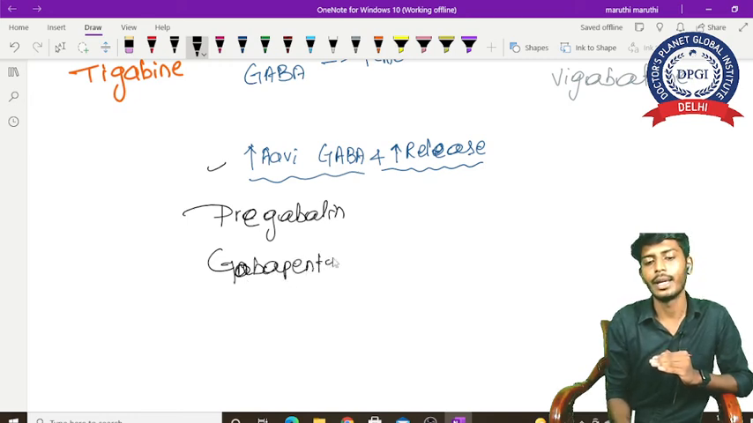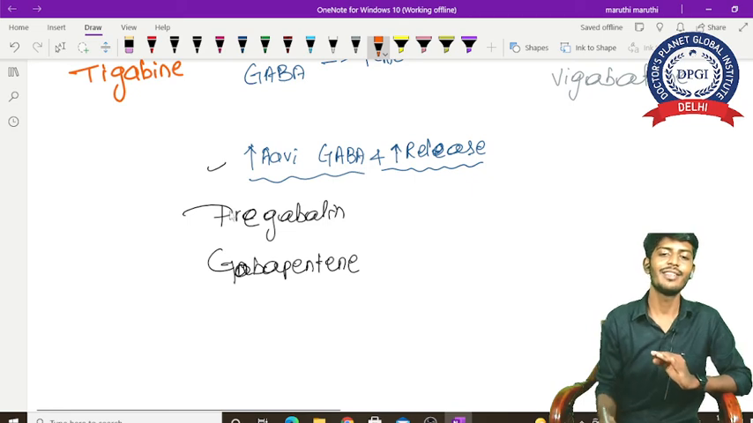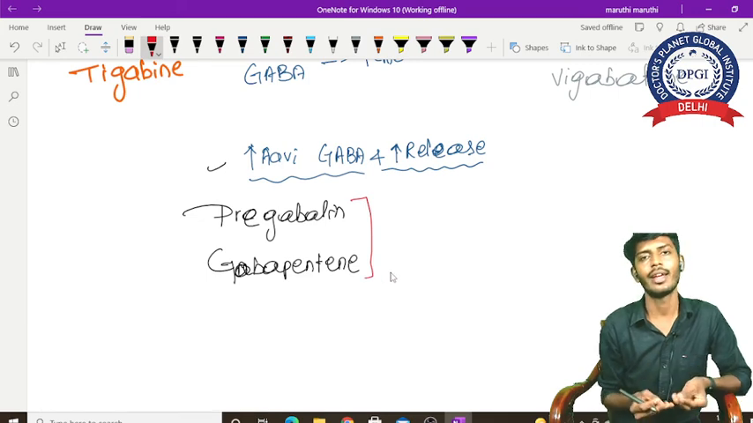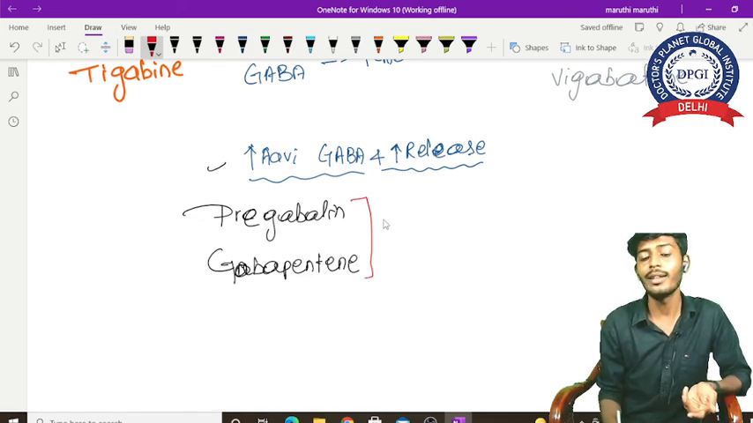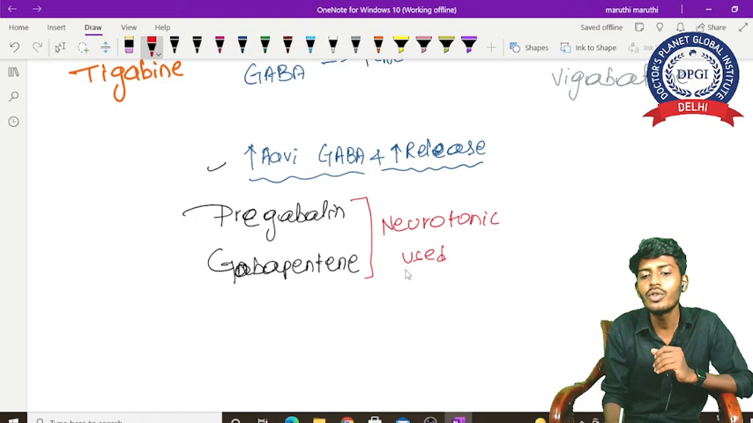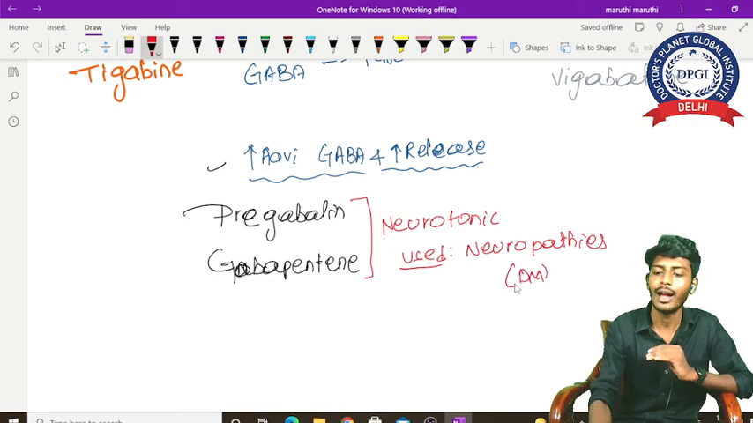Gabapentin. Now both gabapentin and pregabalin have one nice feature. What is that feature? You hear the word feature and go somewhere else. It is a characteristic, a property. The property is that they are neuroprotective, or we can also call them neurotonic in nature. They protect your neurons. Since they are neurotonic, where are they used? More than epilepsy, they are used in neuropathies. Which neuropathies? Classically asked: diabetes mellitus. This is the story of your GABAergic drugs.